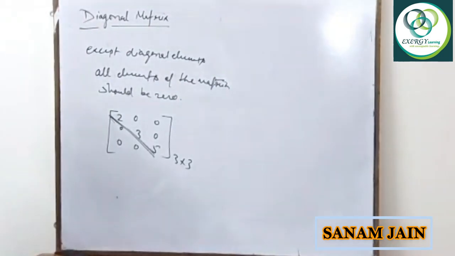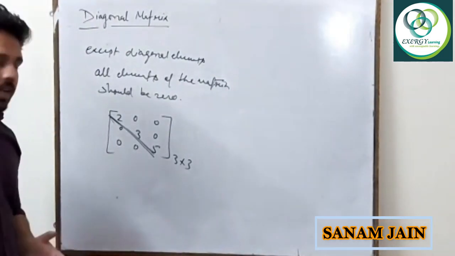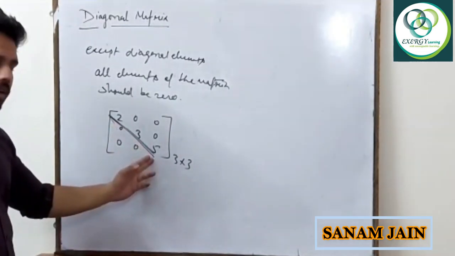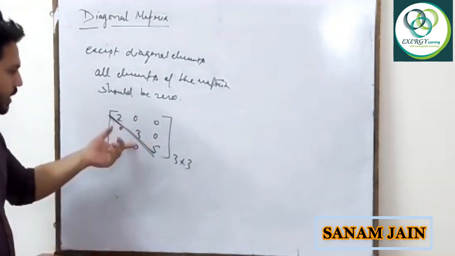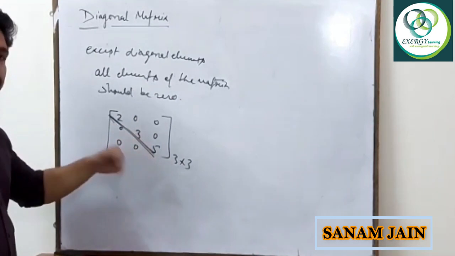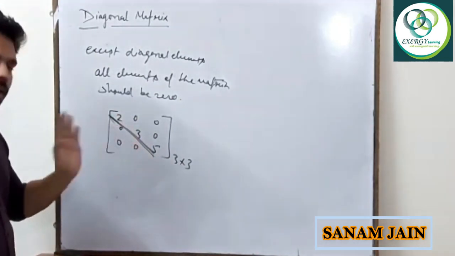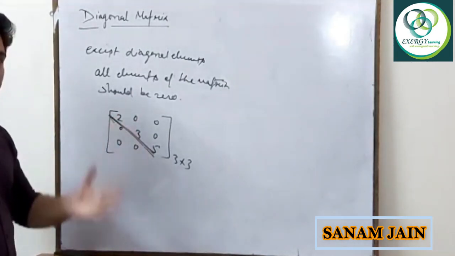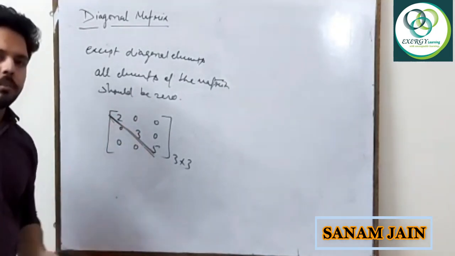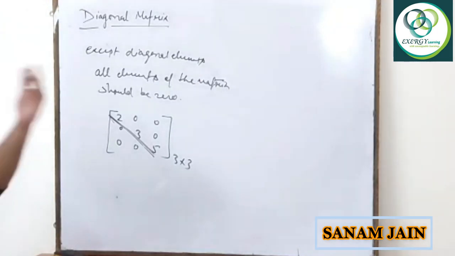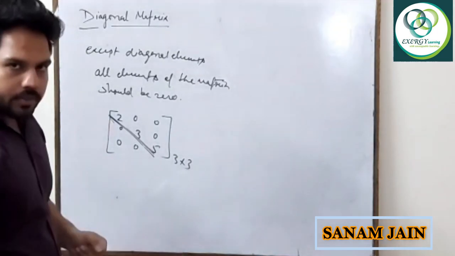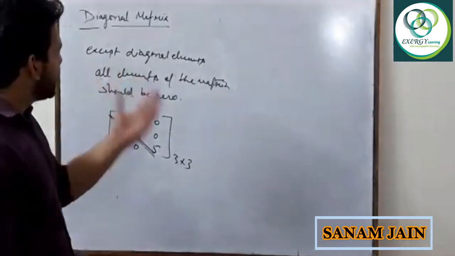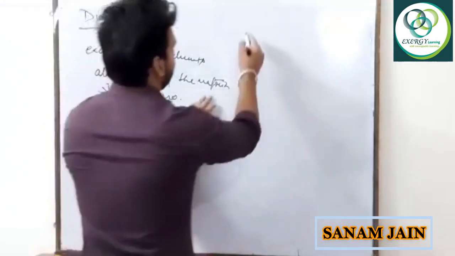Now you will say, sir, in the identity matrix all the diagonal elements are 1 and the rest of the elements are 0, and in this the diagonal elements are not 1. They can be anything. The rest of the elements should be 0 and the diagonal elements can be anything: 1, 2, 3, 4, 5, any number can be there. Now further we are talking about one more type of square matrix, that is the scalar matrix.